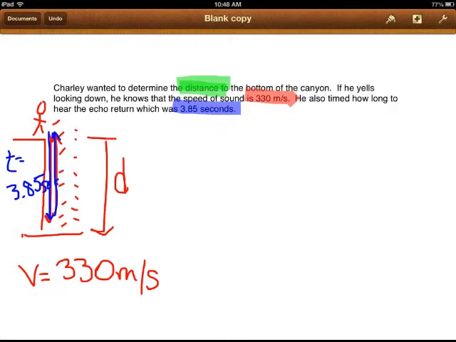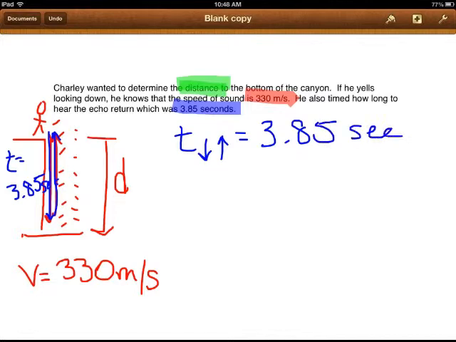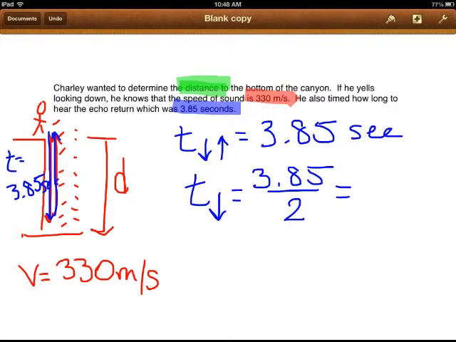Well, the first thing, do we really need the time? If we're wanting to find the distance down, do we need the time to go down and back? No. So we need half that time. So we've got time that goes for the sound to go down and back up, we know is 3.85 seconds. We want the time to go down, which is half of the 3.85 seconds. So we take the time, divide it in half to give us 1.925 seconds.